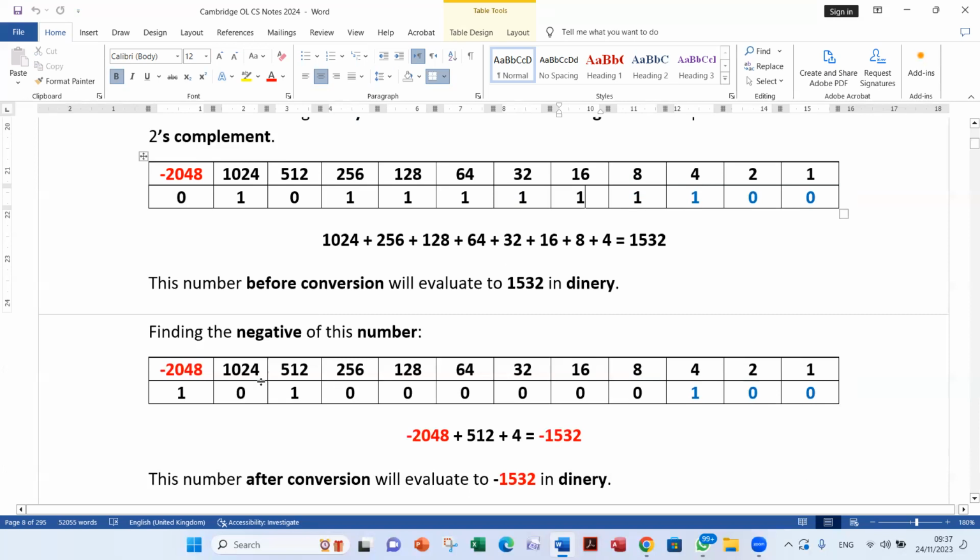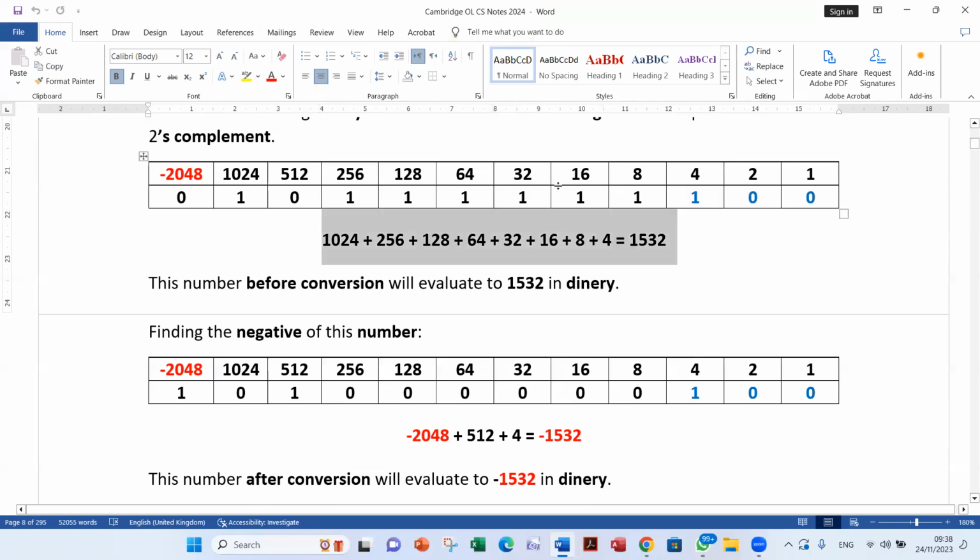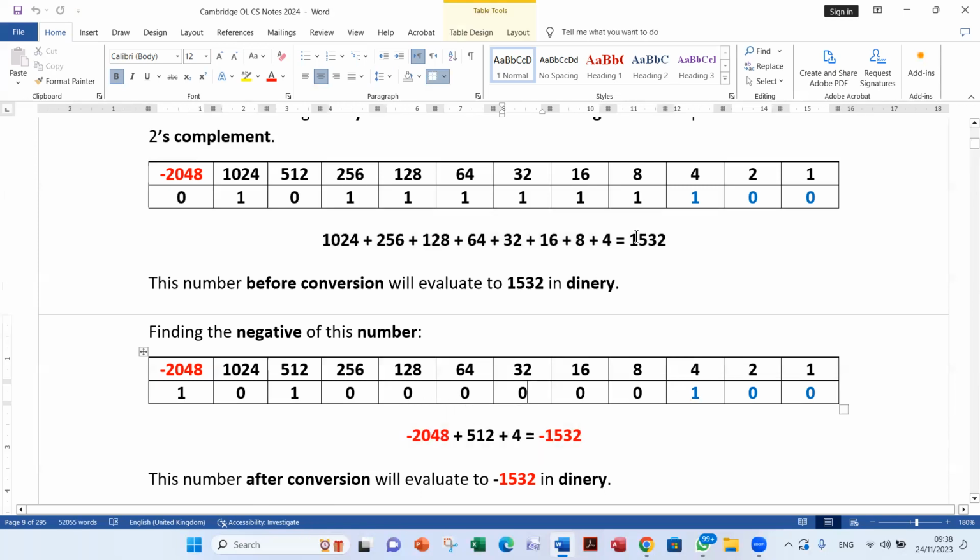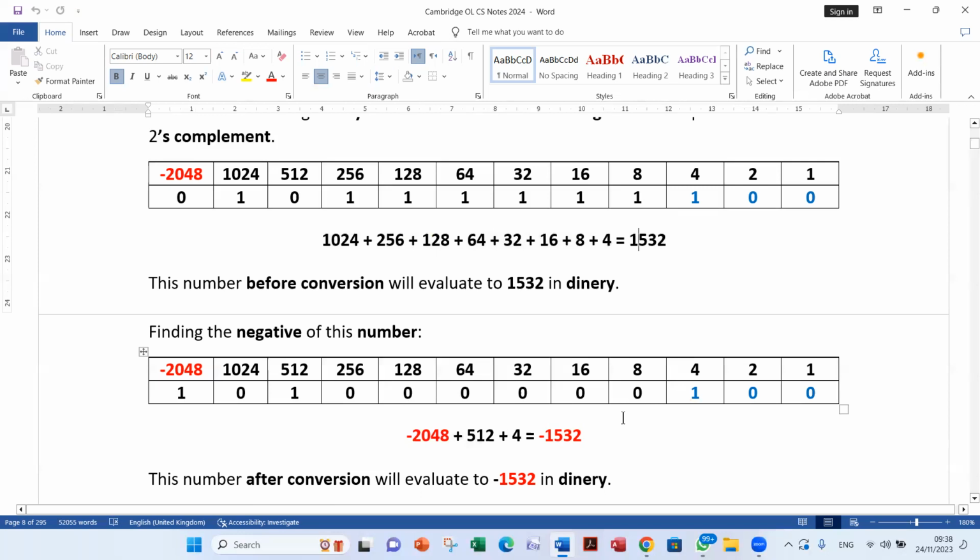Let us now try to prove that this is really the negative of the number. So I am giving you a task. Actually, everything is on screen, but please redo the calculations yourself. This is the number before converting it to negative. Please calculate the denary equivalent of that, and also calculate the denary equivalent of the converted one. If they are just the negative of each other, then you will be convinced that this method is really working.